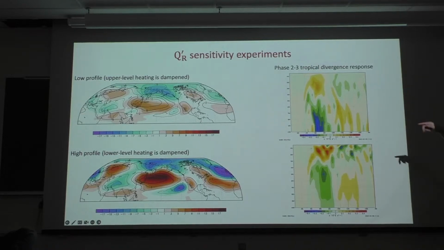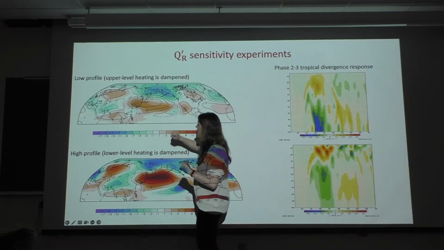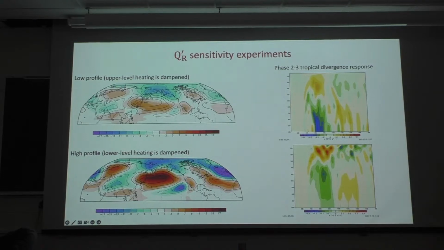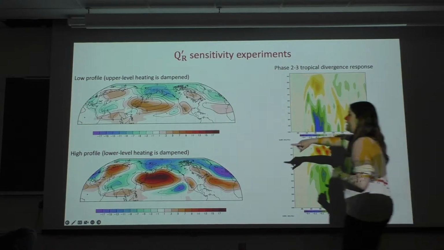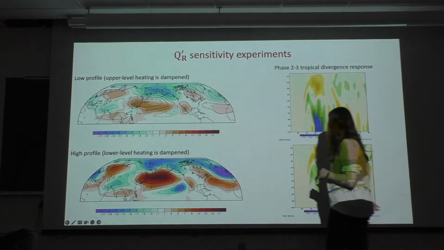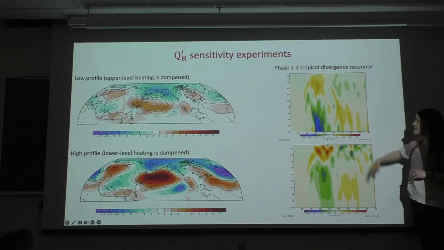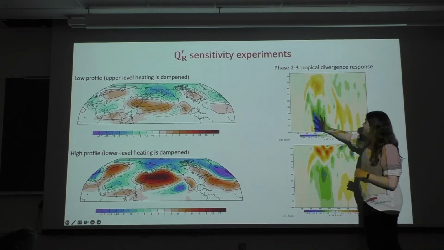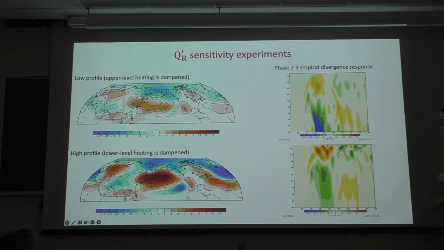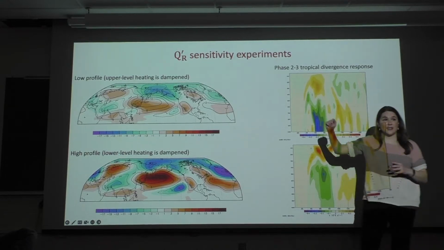So again, the solid contours, this is for phases 2 and 3. Solid contours are our regular full QR, and then our experiments are in the color shading. And you can see that when we have a low profile of heating, our circulation anomalies are substantially weakened. You can see significant changes in our divergence in the tropics, where you get much stronger convergence and much weaker upper level divergence. And that weaker upper level divergence would correspond to weaker teleconnection patterns.